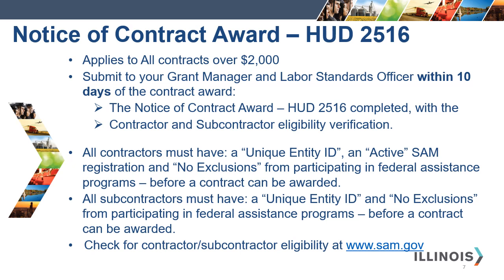All contractors must have a unique entity ID, an active SAM registration, and no exclusions from participating in federal assistance programs before a contract can be awarded. All subcontractors must have a unique entity ID and no exclusions from participating in federal assistance programs before a contract can be awarded. Check for contractor, subcontractor eligibility at www.sam.gov. A copy of the Notice of Contract Award form can be found on our website.